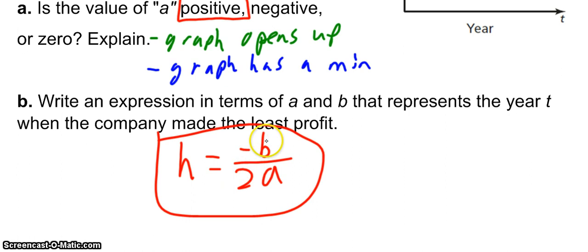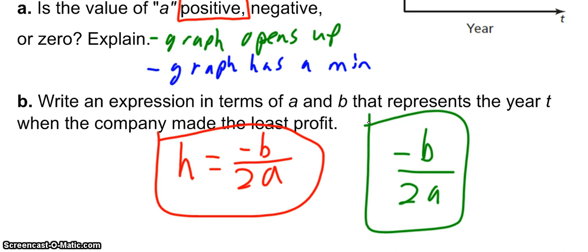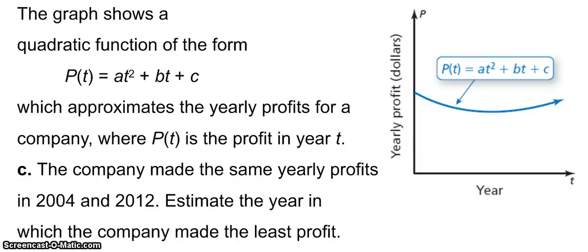So that is an expression. Well, the expression part is the negative b over 2a that represents the year t when the company made the least profits. When I have the equal sign, it's an equation. Without the equal sign, it's an expression. All right, and then part C, same problem. The company made the same yearly profits in 2004 and 2012. So estimate the year in which the company made the least profit.